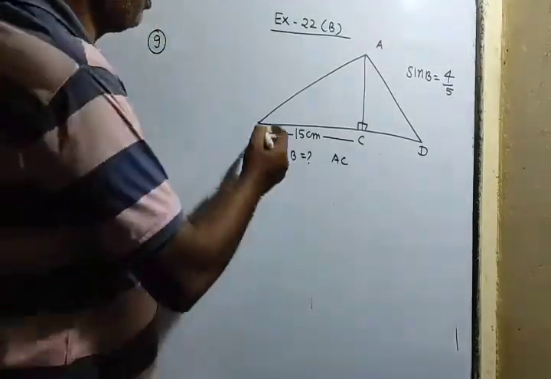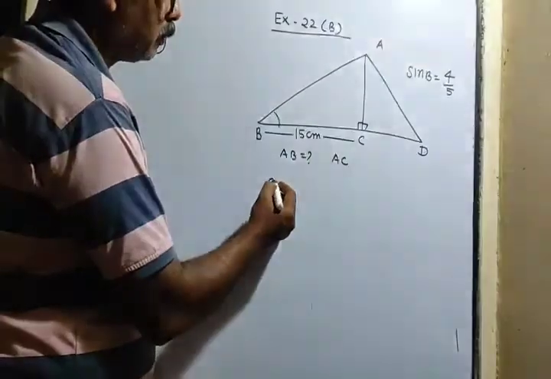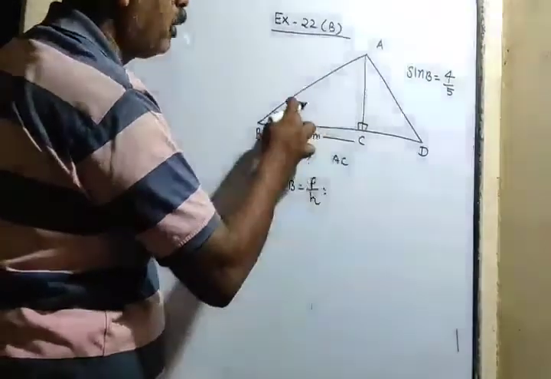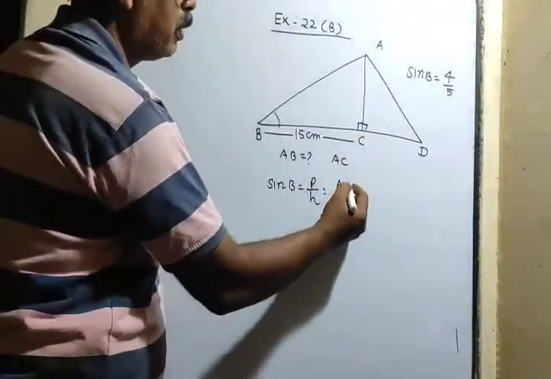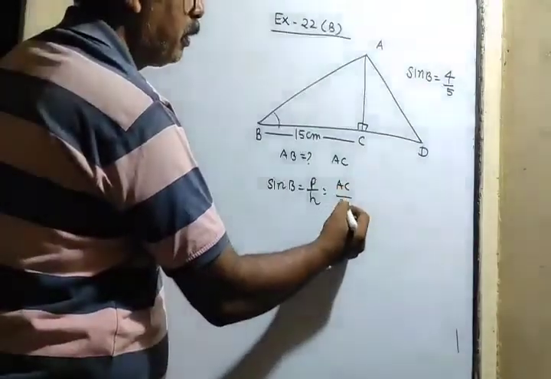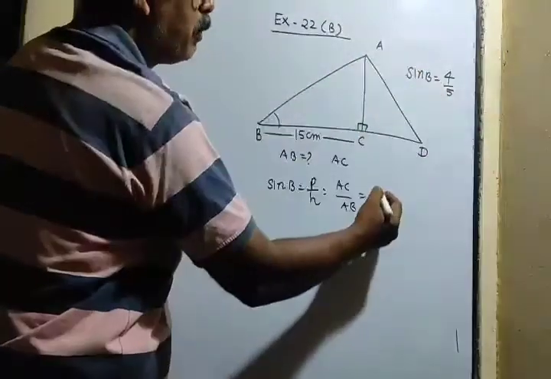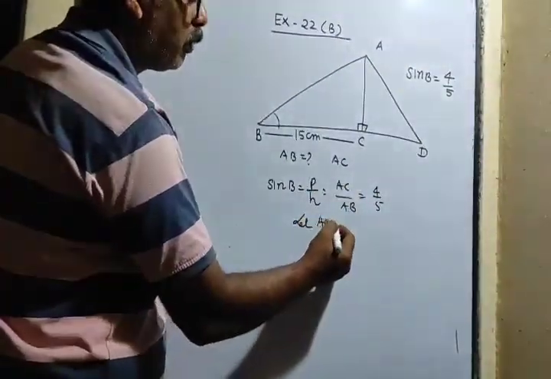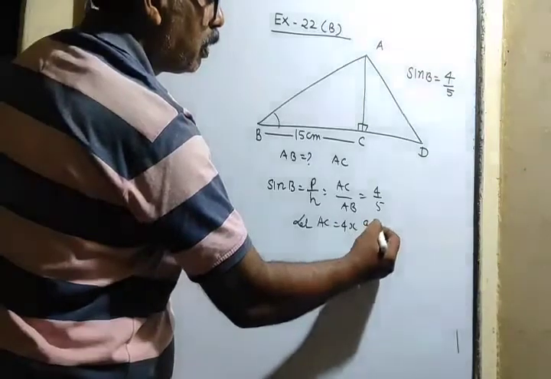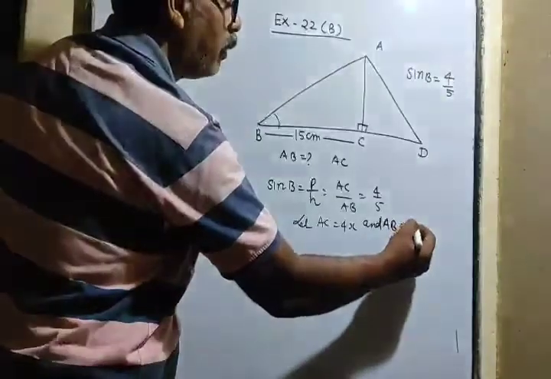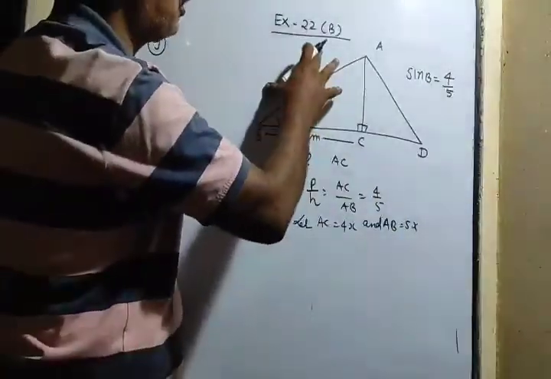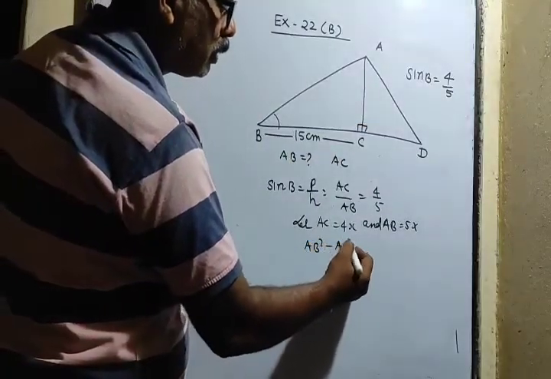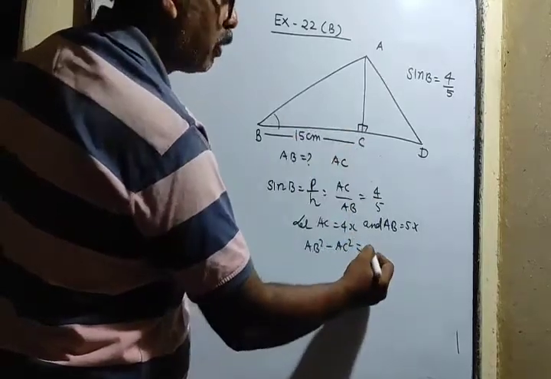So we'll use the sine formula. Sin B is equal to P by H, and for this angle B, P is AC and H is AB, and as per the book it is given 4 by 5. So we'll consider AC is equal to 4x and AB is equal to 5x. And we will calculate AB square minus AC square, which is equal to BC square.